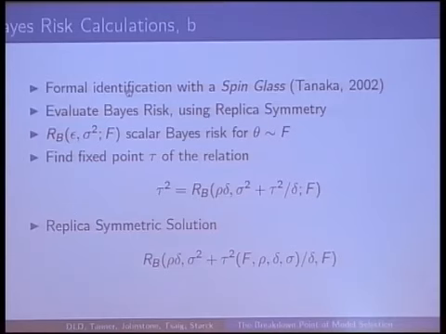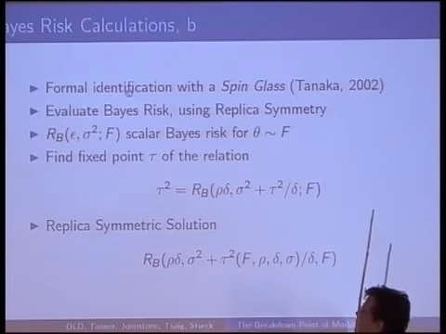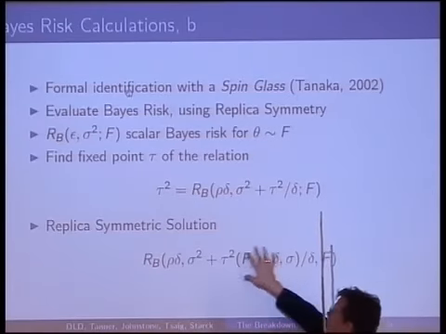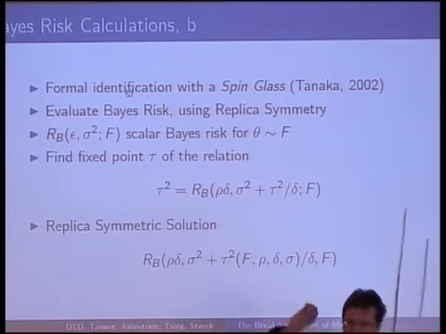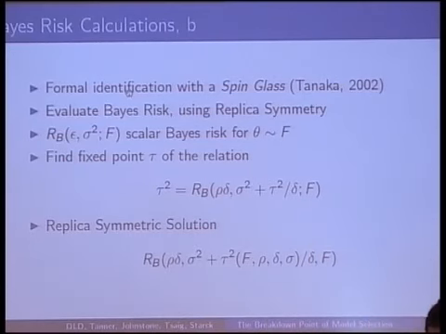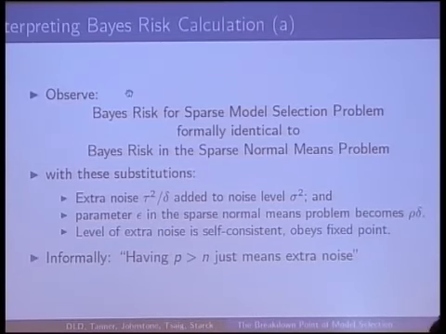Then if we maximize over f and put in the least favorable, because we know the least favorable for expressions of this kind when this is fixed and that's fixed, you can guess that you just have to plug in the least favorable in the obvious way. So what we see is that the Bayes risk for the sparse model selection problem is formally the same as the Bayes risk in the sparse normal means problem.